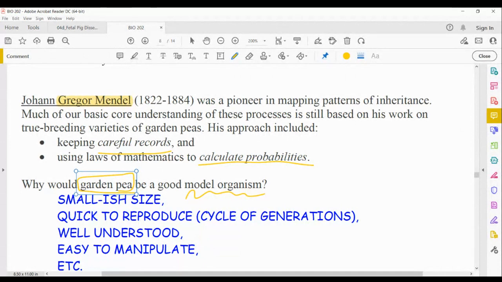So model organisms are organisms that we use to study something that we could see in humans as well. But these organisms are usually smaller, easier to manage, have a quicker reproduction cycle, and are well understood. So we might simplify things rather than looking at the complexities of humans. They're easy to manipulate, so we can gain information about humans by using other organisms as models of what would happen in a human.